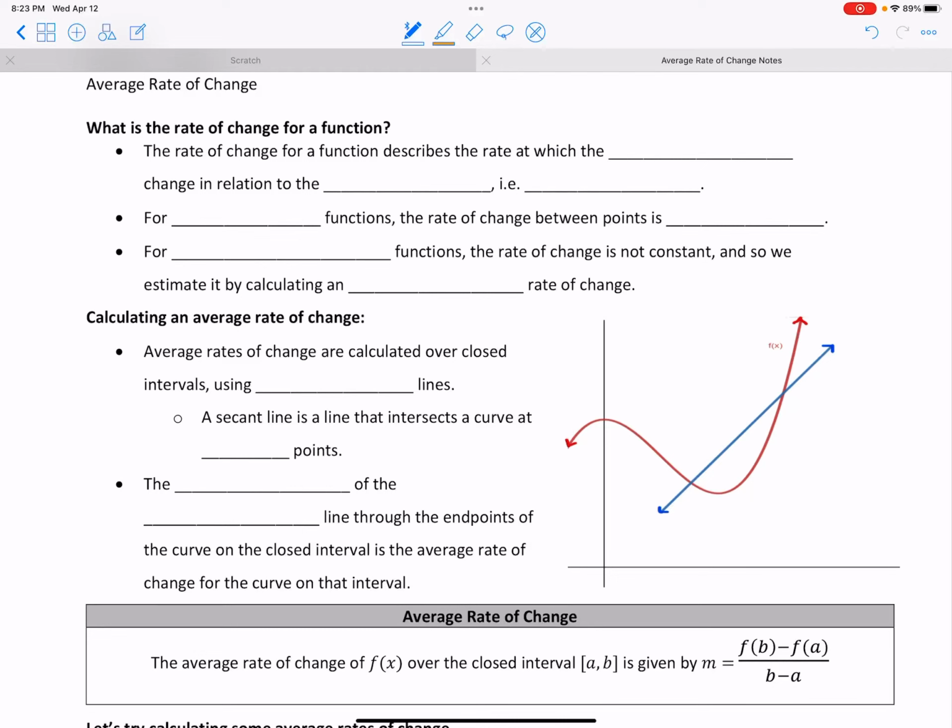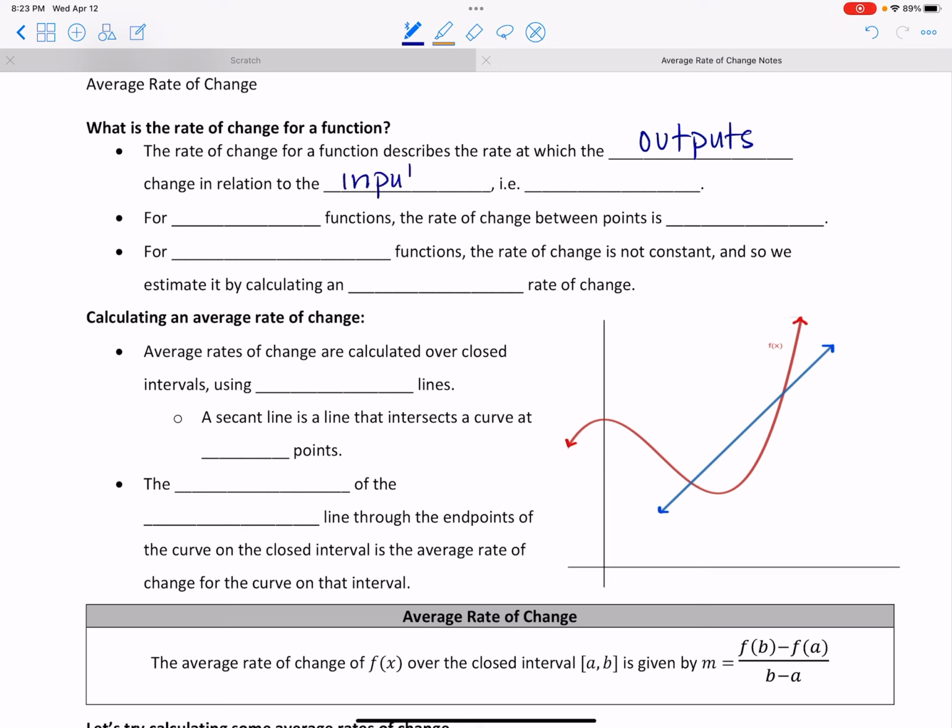Hello, welcome to our lesson on average rate of change. So the rate of change for a function is something we looked at in the previous topic. It's slope. If we were to get technical with the definition, we would say that the rate of change for a function is describing the rate at which the outputs are changing in relation to the inputs.